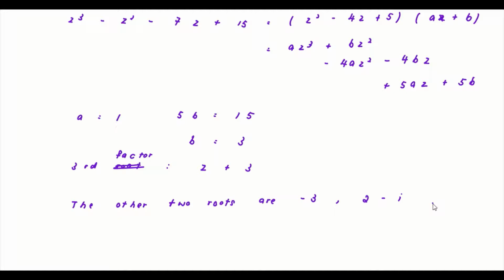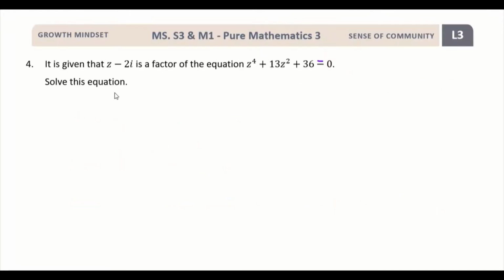Okay, so let us move on to number 4 and look at the quartic equation. Number 4: it is given that Z minus 2I is a factor of the equation Z power 4 plus 13Z squared plus 36 equals 0. As you can see, this is a quartic equation with all real coefficients. So if one of your factors is a complex number, it's either you have 2 complex and 2 real, or you have all complex.